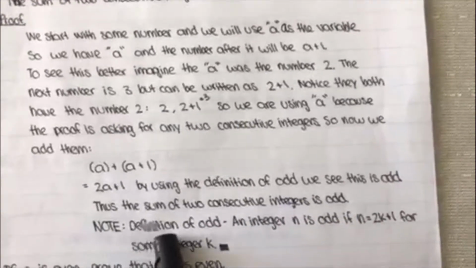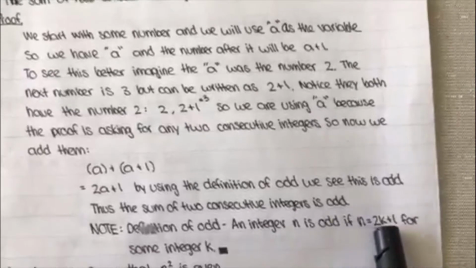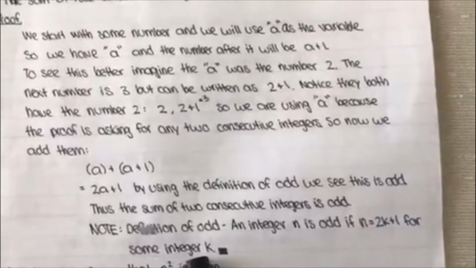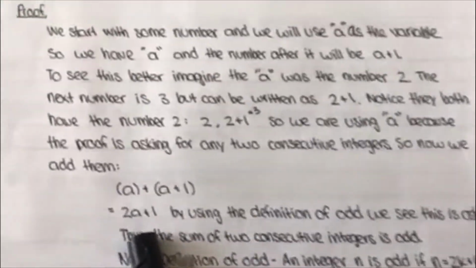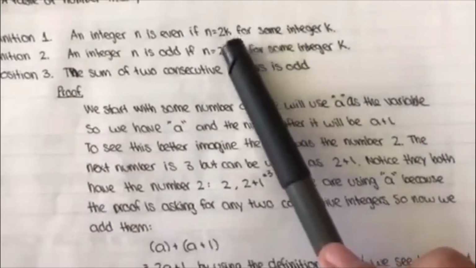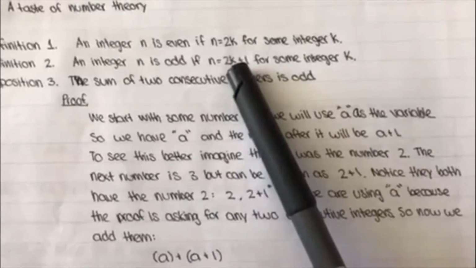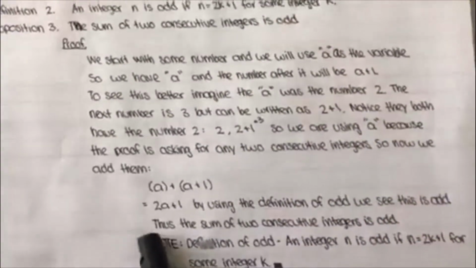Note, definition of odd. An integer n is odd if n is equal to 2k plus 1 for some integer k. So this was the answer we got. And if we look back to the definition of odd, it's written as 2 times something, some integer, plus 1. And that's what we have here.